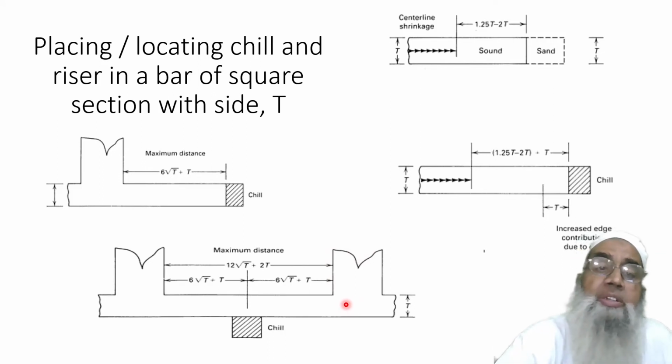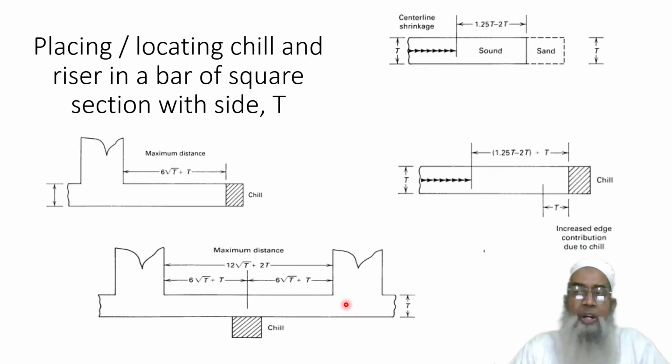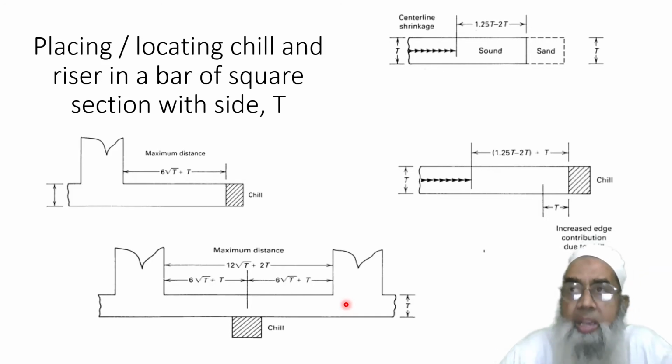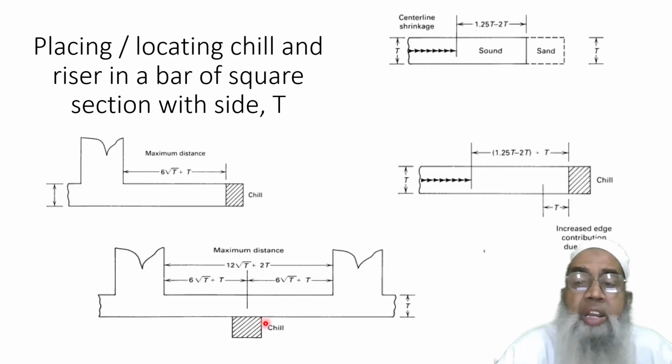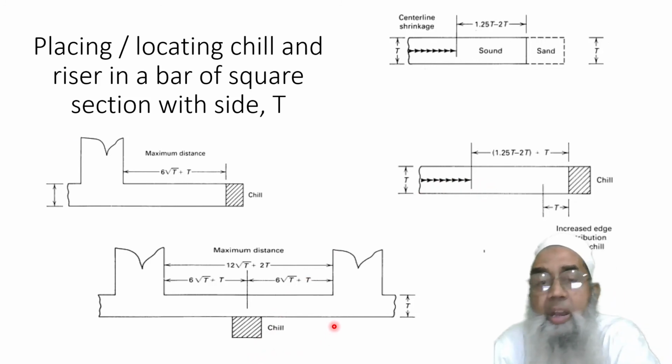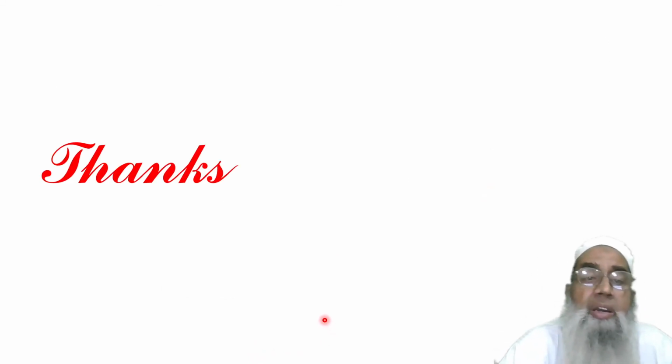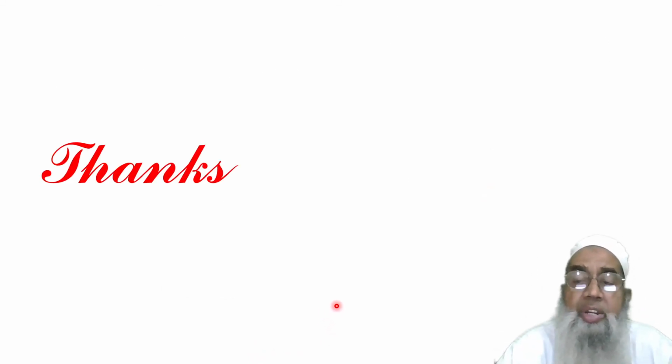And therefore, this is how, depending upon the risering system, we can distribute risers and manage by applying chills so that we can have an efficient and sound casting and avoid centerline shrinkage. And this is all about locating the risers.